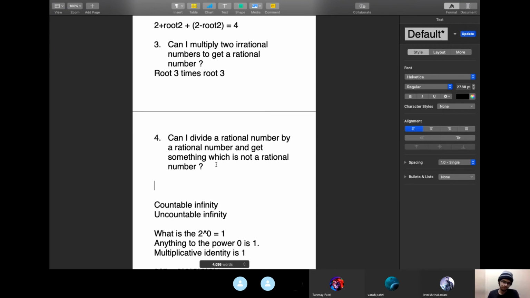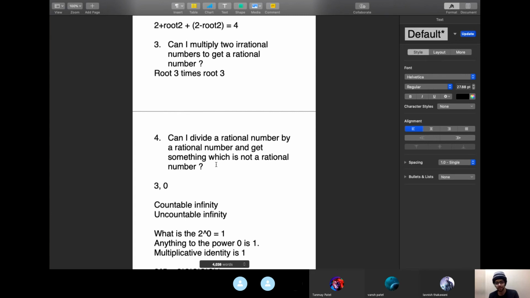What about division? Can I divide a rational number by another rational number and get something which is not a rational number? Let me say my first rational number is 3. You all know that 3 is a rational number because 3 can be written as 3 divided by 1 or 6 divided by 2. And my other rational number is 0. Now 0 is a rational number. Nobody said that 0 is not a rational number. 0 is an integer, 0 is a whole number, and in some definitions it's also a natural number. So it is definitely a rational number.